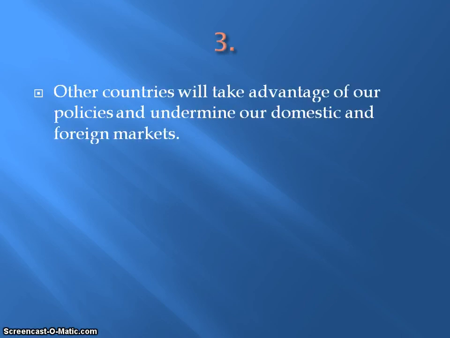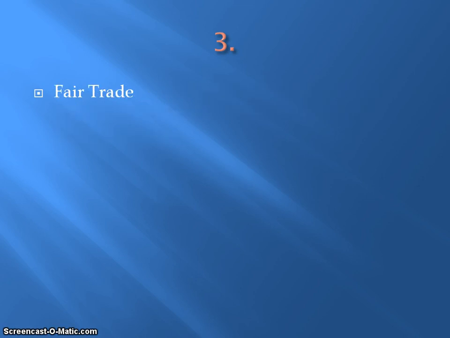Statement 3 is, other countries will take advantage of our policies and undermine our domestic and foreign markets. The answer to that is fair trade. That would be a statement in favor of fair trade. The key term is undermining: foreign companies undermining the domestic market because of the influx of cheap goods, therefore undermining your domestic industries, and causing your industries at home to struggle and potentially lose those jobs that are there.